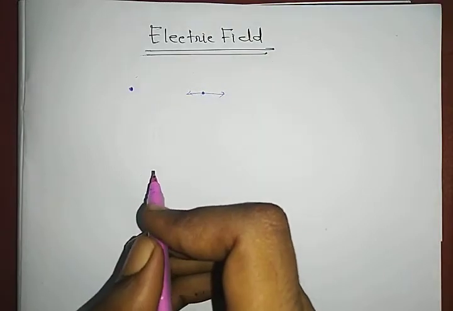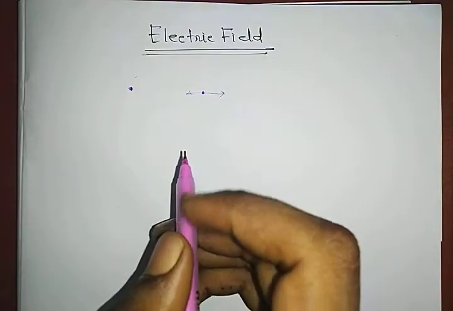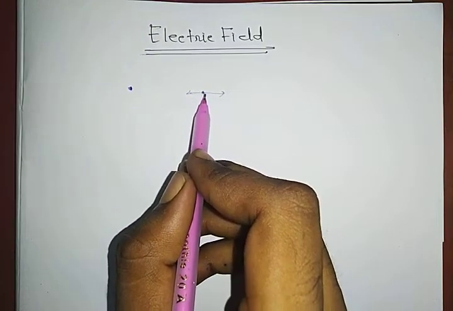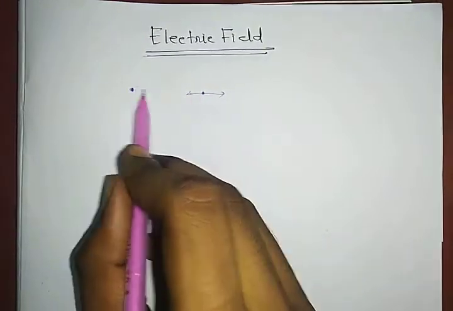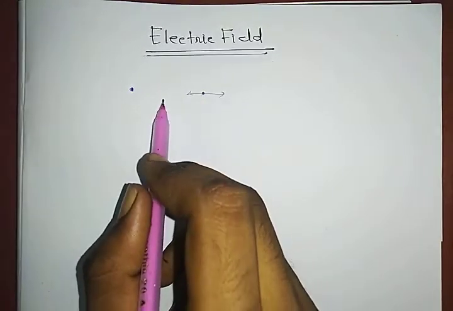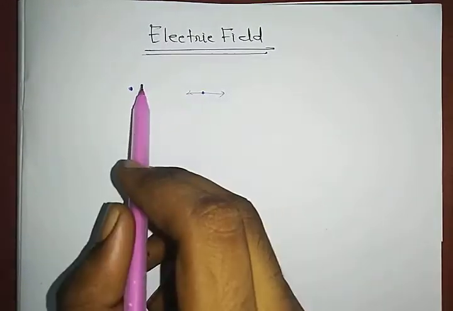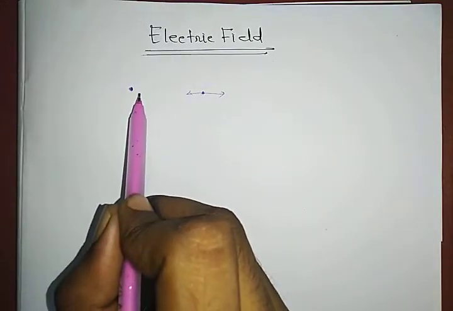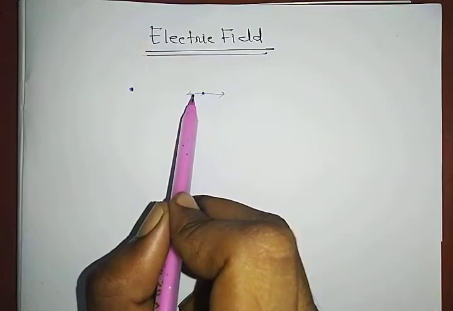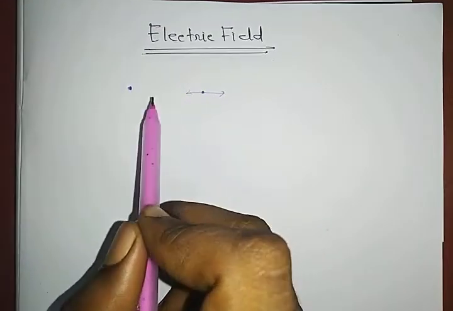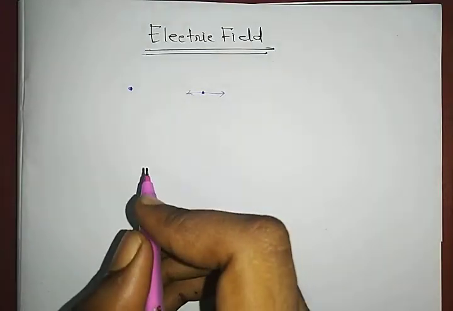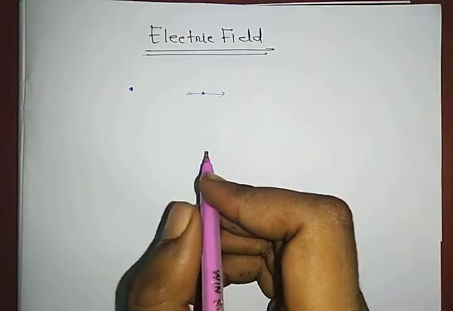So a particle that is exerting a force on this one exerts it through a field. This kind of force exerted by electric charges introduces the concept of electric field. Now, how are we going to simplify it?